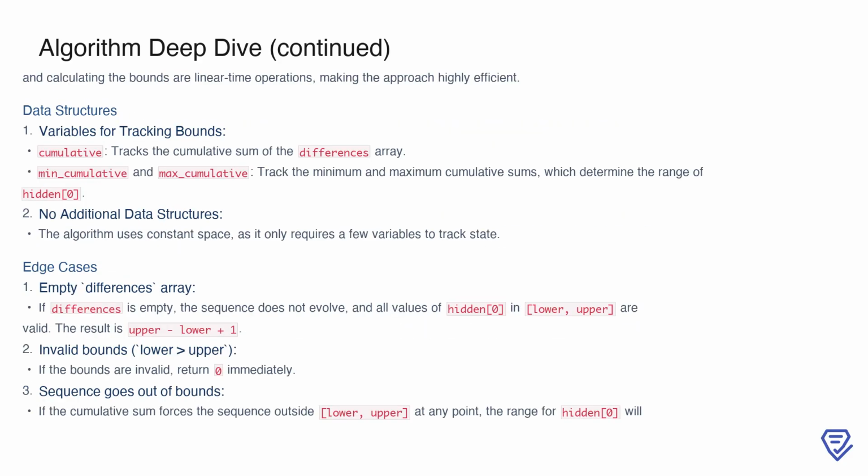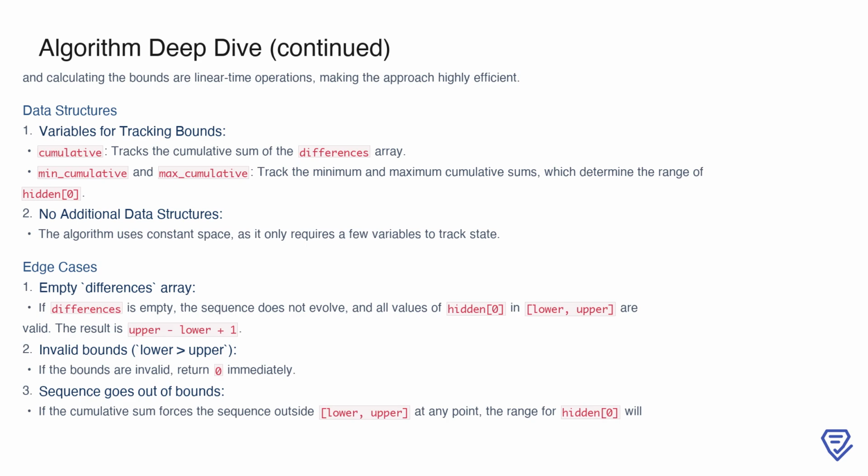The key insights behind this algorithm revolve around efficiency and simplicity. By using a prefix sum approach, we reduce the problem to analyzing how the cumulative changes affect the range of hidden 0. Instead of evaluating each possible sequence, we focus on calculating the range for the first element based on the cumulative bounds. This insight allows us to sidestep unnecessary computations and solve the problem in linear time.